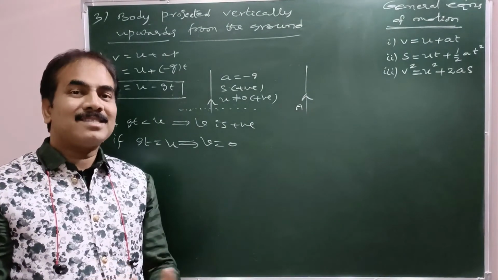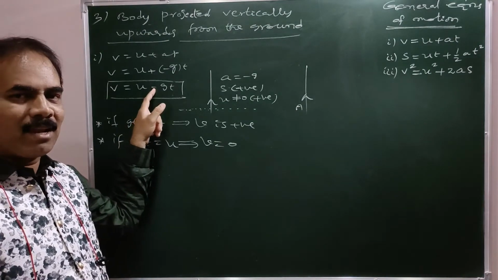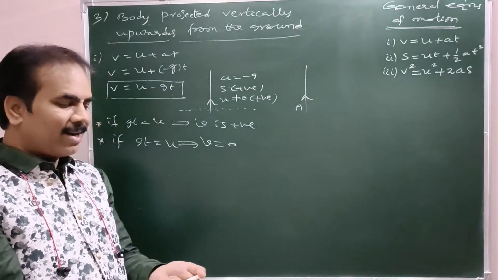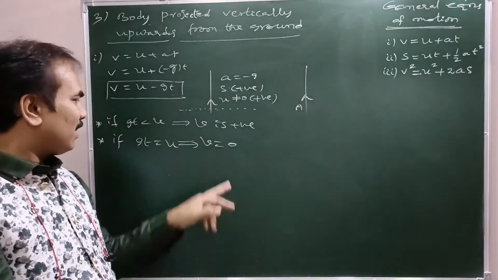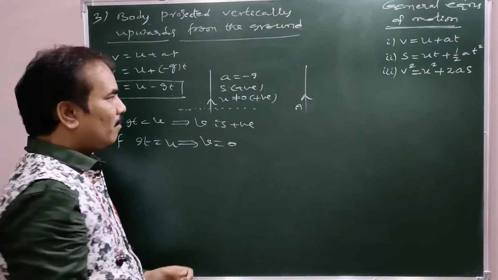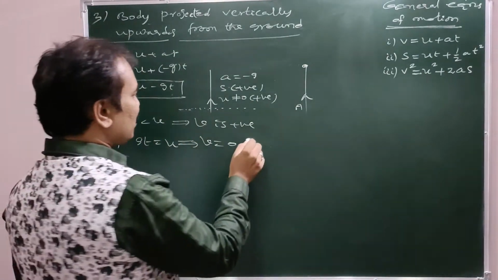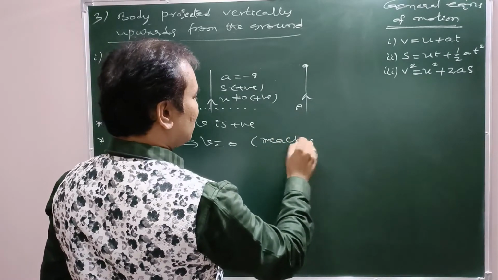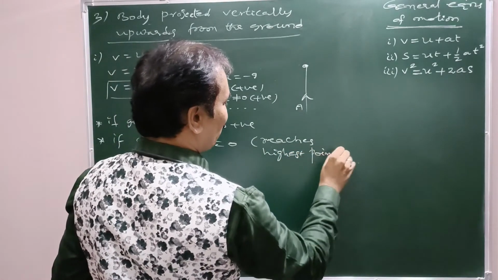The body reaches the highest point. See, the negative sign is there. Because of that negative sign, the body is under retardation while proceeding vertically upwards. Body retarding means speed decreases and becomes 0 at the highest point. So gt equal to u means v becomes 0. Yes, the body reaches the highest point, the highest position in its path.